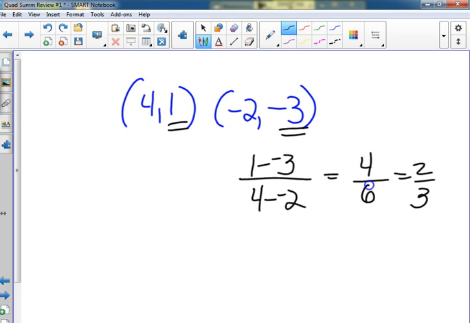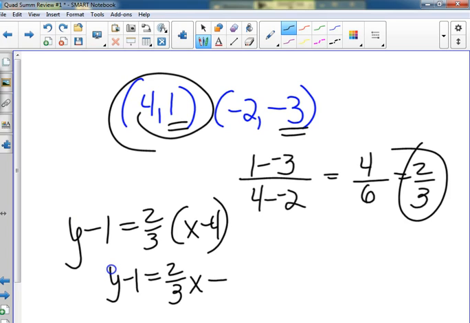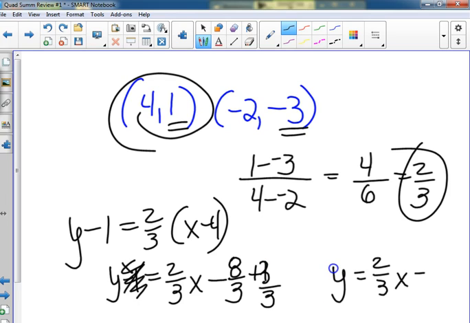I got 2/3. Which point do you want to use? If I use this and this slope, I'd have y minus 1 equals 2/3 x minus 4. y minus 1 equals 2/3 x minus, what's 2/3 times 4? 8/3. What if I have to add 1 over there to that side? How many thirds is that? 3/3 is 1. Negative 5/3?